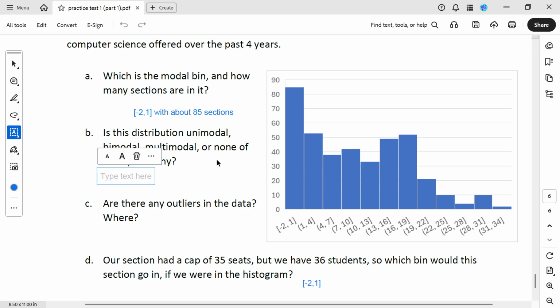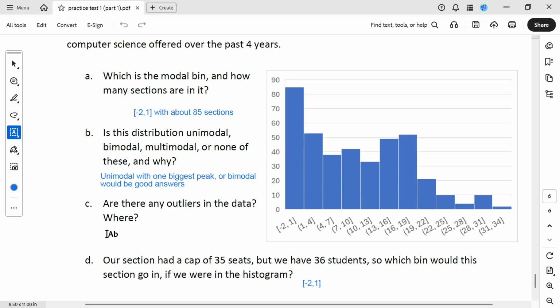So unimodal or bimodal would be good answers. Maybe I should ask you to circle these, but I didn't put that on the practice, so I guess I won't ask you that.